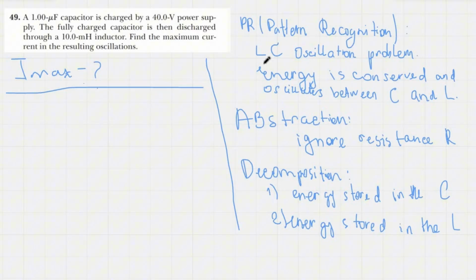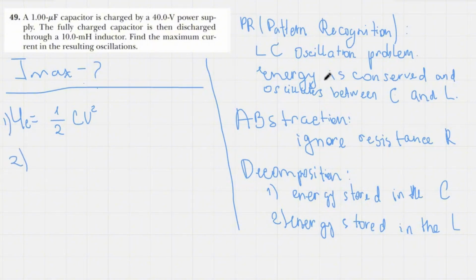Then decomposition. First of all, we separate the system into capacitor energy and inductor energy. Algorithm: now we apply just energy conservation to find the maximum current. Let me show the algorithm, how to solve it. As I said, first it's the capacitor energy. We know that it's 1 divided by 2 C V squared. So that was our first part, the energy stored in the capacitor.